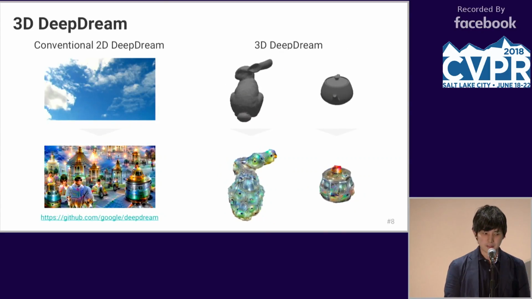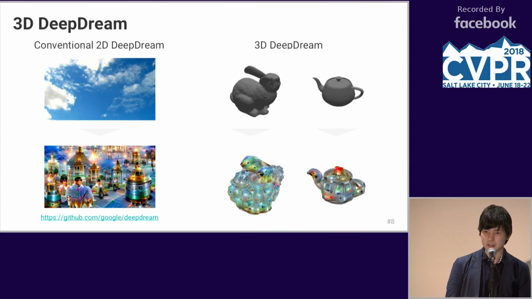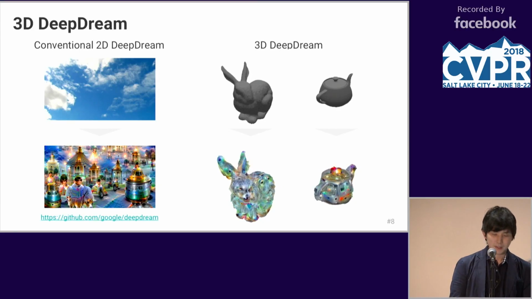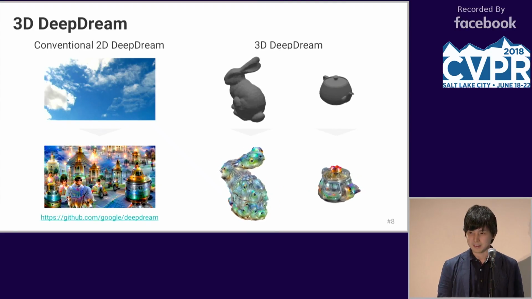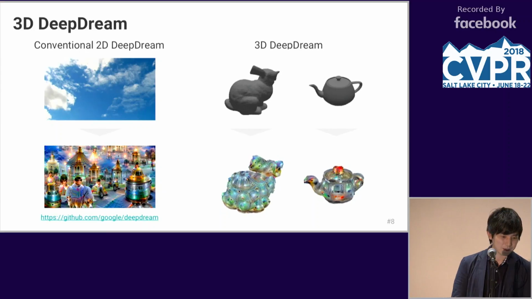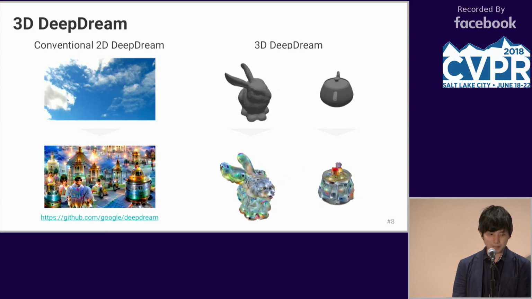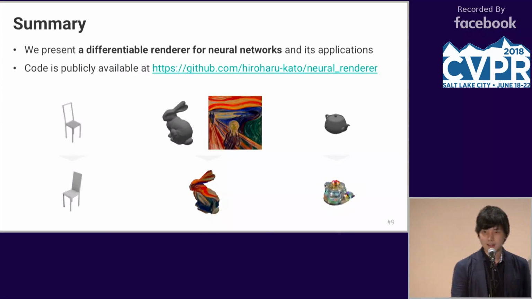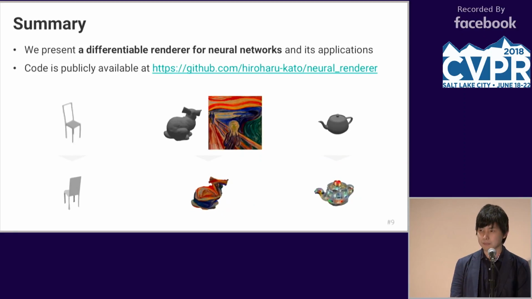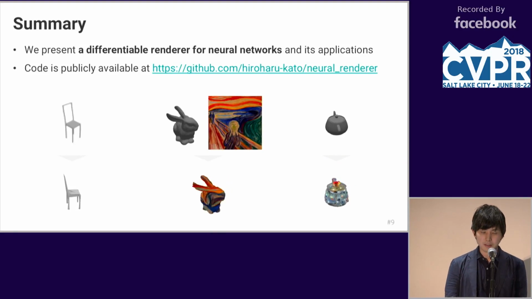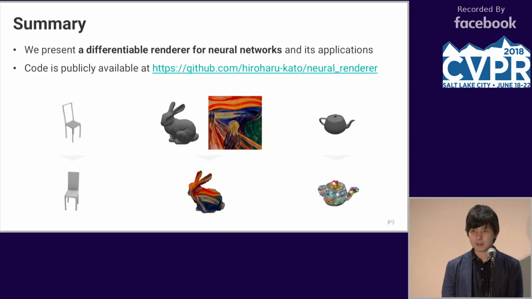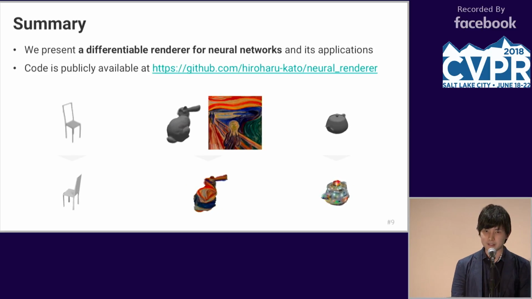We also use the renderer for deep dream of 3D objects. A bunny and a teapot are transformed into these ugly figures. Our renderer can be used for many other tasks. The code is publicly available. Please try it if you are interested.